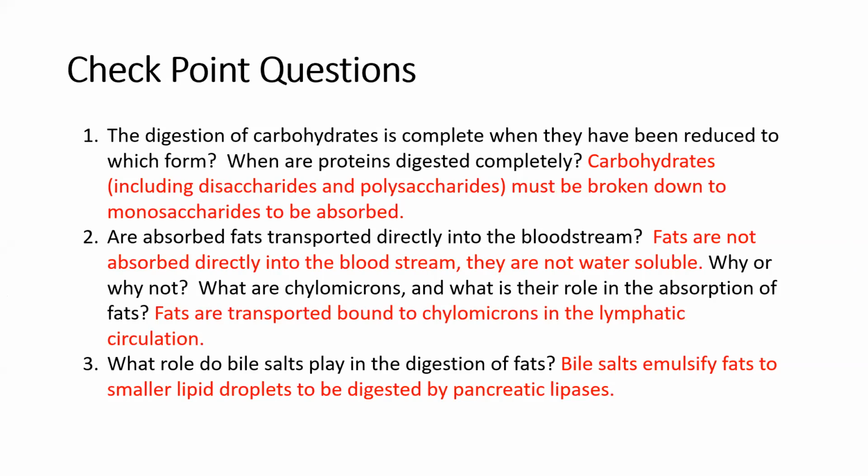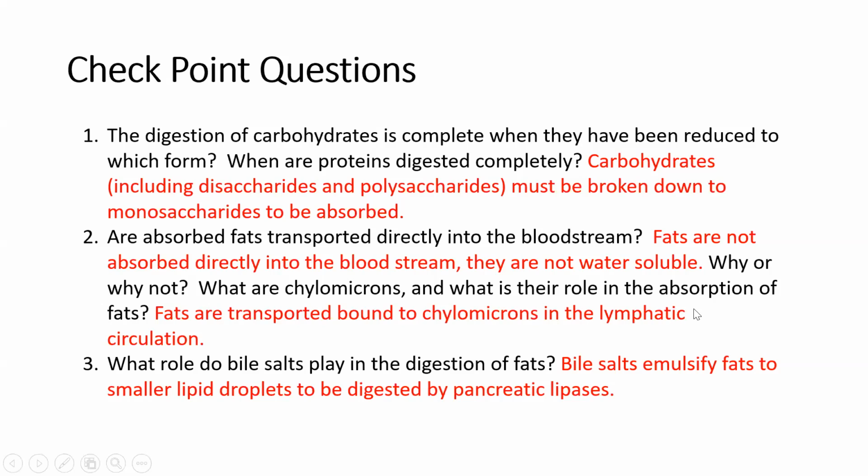So carbs, we said, including polysaccharides and disaccharides, must be broken down to monosaccharides, right? That's glucose or galactose, okay? As far as proteins, they must be broken down to peptides or amino acids to get into the cell, and then they must be amino acids to get across the basolateral surface.